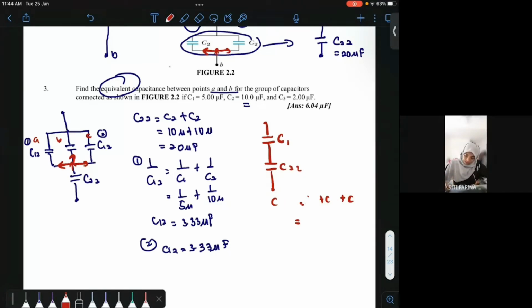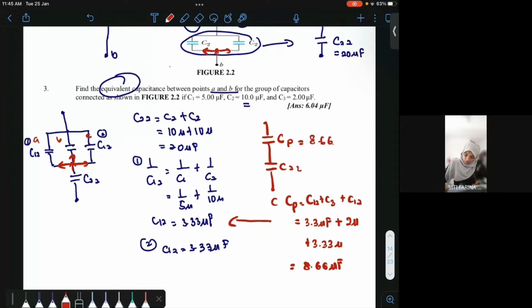Okay, ini jadikan C parallel sebab hasil gabungan 3 ni in parallel, C parallel. So C parallel akan jadi C12 plus C3 plus C12. C12 tadi adalah 3.3 microfarad ini, plus with C3 adalah 2 micro plus with 3.33 micro. Tekan calculator, maka dapat 8.66 microfarad. Hasil gabungan ketiga-tiga ini. So, your CP adalah 8.66 microfarad.